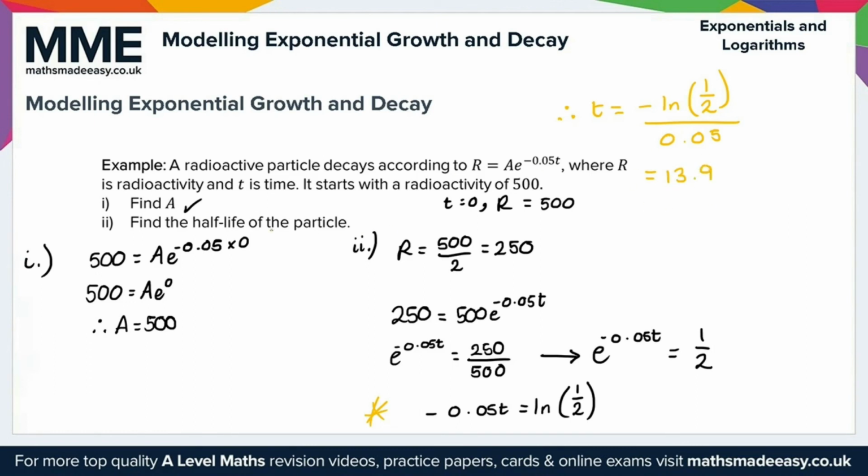And that gives us the solution to the second part there. So that gives us everything we need there for modelling exponential growth and decay, and that concludes this Maths Made Easy video on modelling exponential growth and decay.